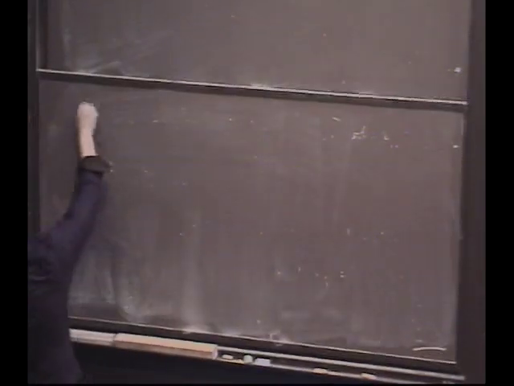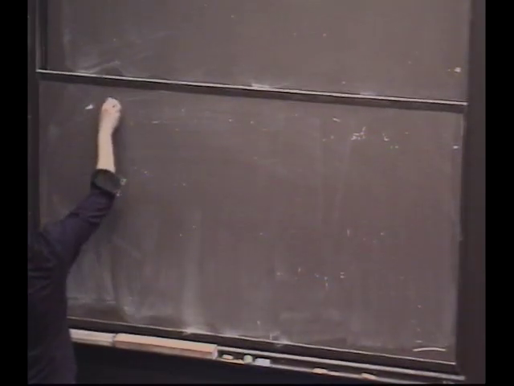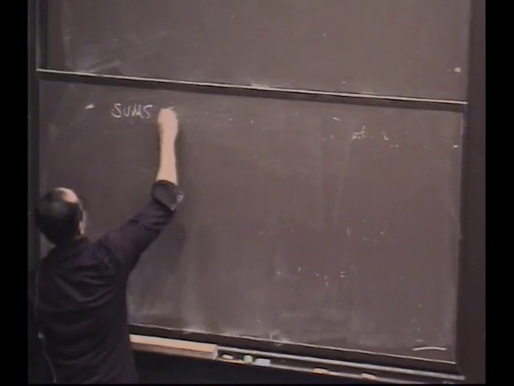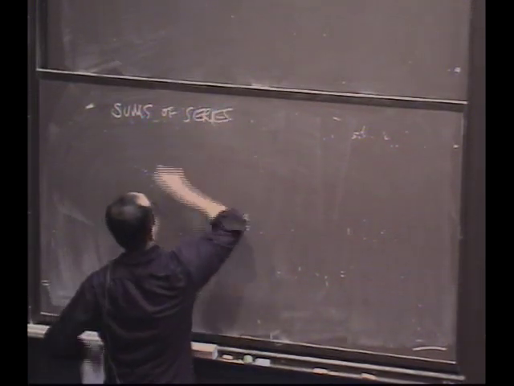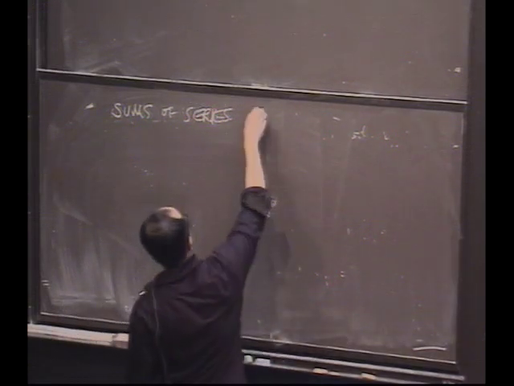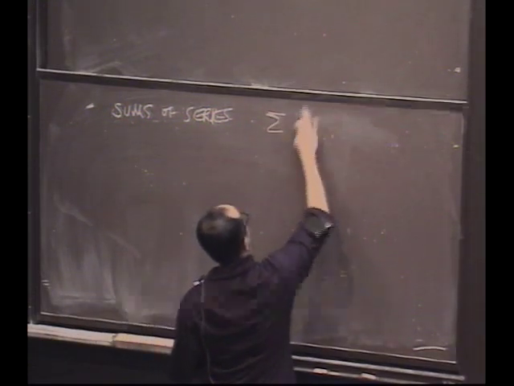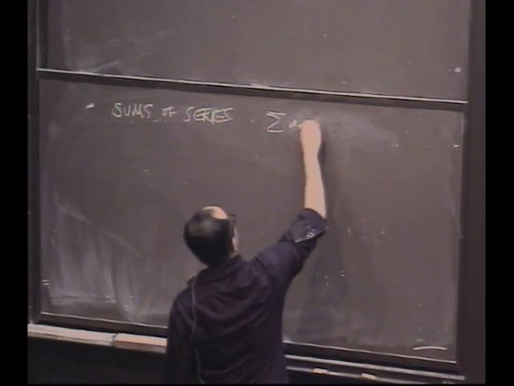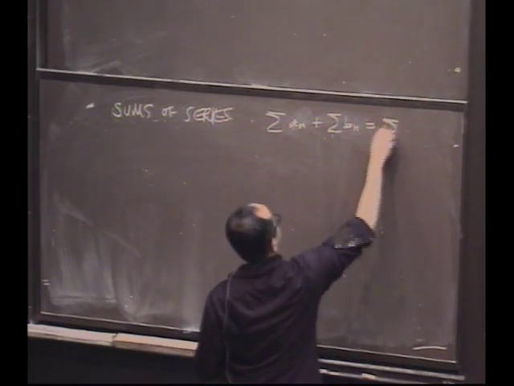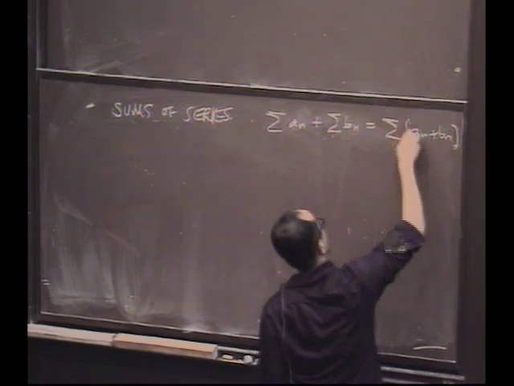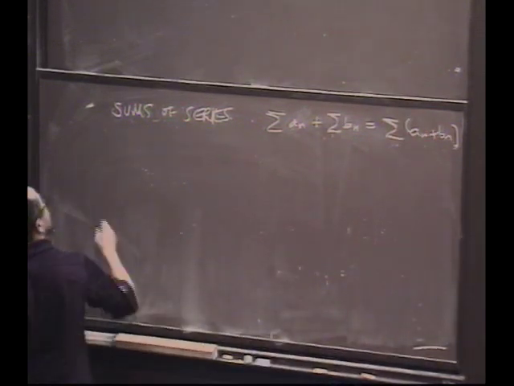I'm going to mention just one more thing about products of series. Yeah, actually, I'll just mention it now. So if you want to take sums of series, we know what it means to take the sum of series. You just sum term by term, right? So for instance, if I want to add the sum of a_n plus the sum of b_n, that's the sum of a_n plus b_n. That's what I mean by the sum of the series.